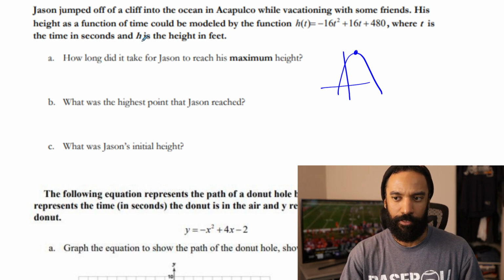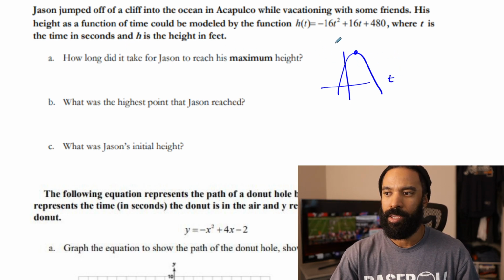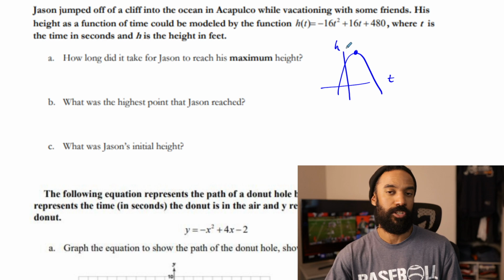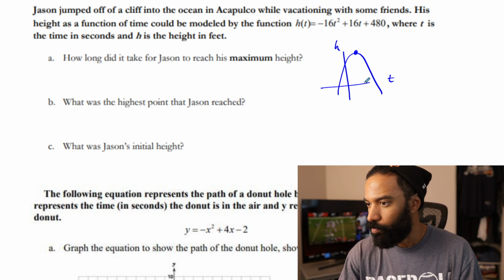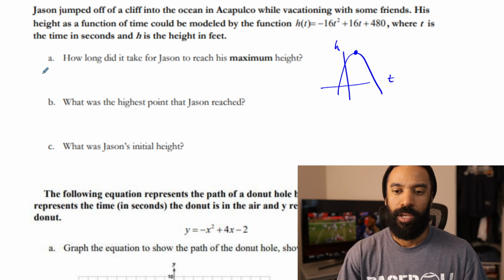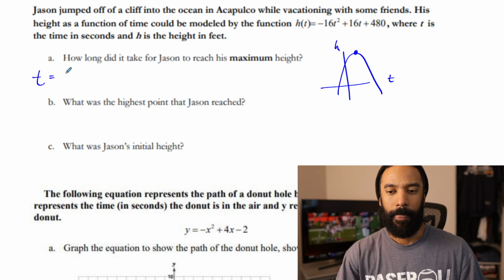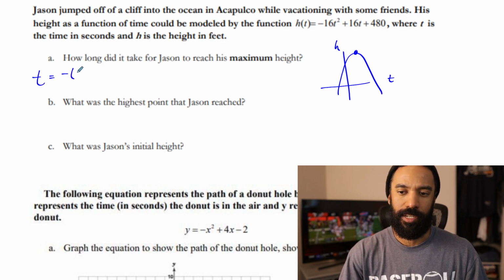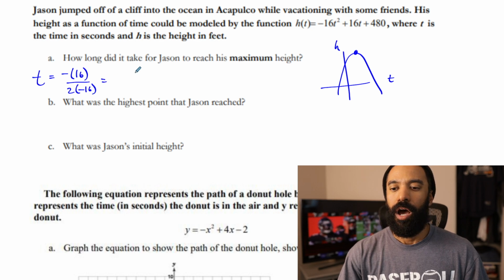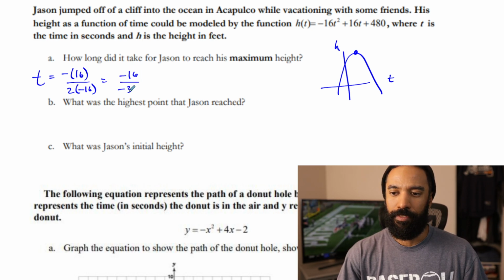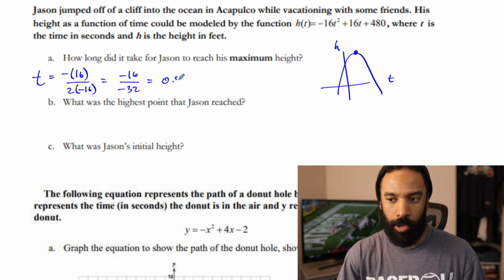How long did it take for him to reach his maximum height? This is time, this is height. T is your new x, h is your new y. So we want to figure out, what's the t value of the vertex? For the vertex, t is negative b over 2a. We're going to do negative b, 16, over 2a, negative 16. So negative 16 over negative 32, which is positive 0.5.